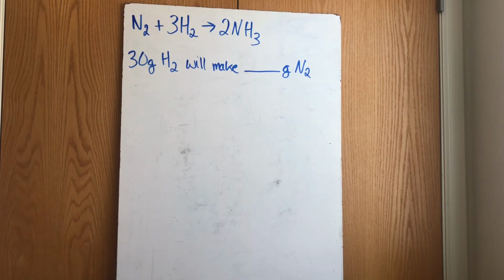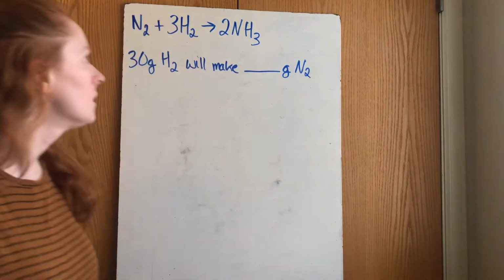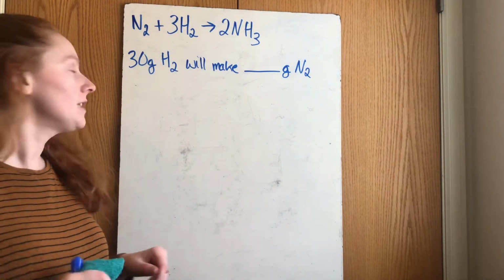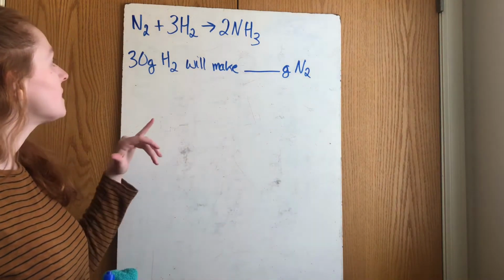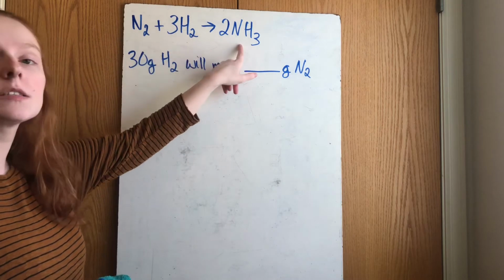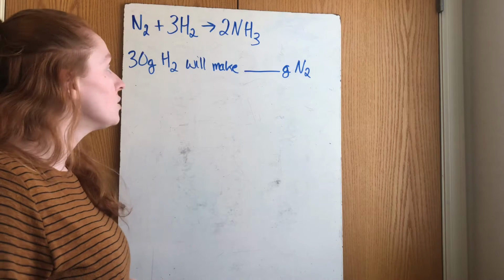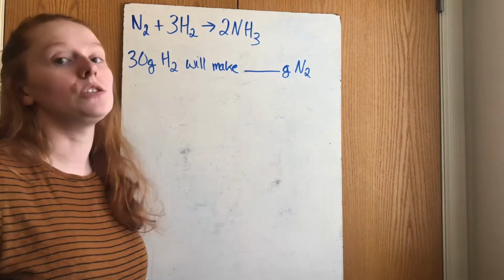To review stoichiometry really fast, and forgive the janky setup. What we've got is a balanced formula here: nitrogen plus hydrogen gives us ammonia. That's what that is, ammonia. And I have a problem here that says 30 grams of H2 will make blank grams of N2.